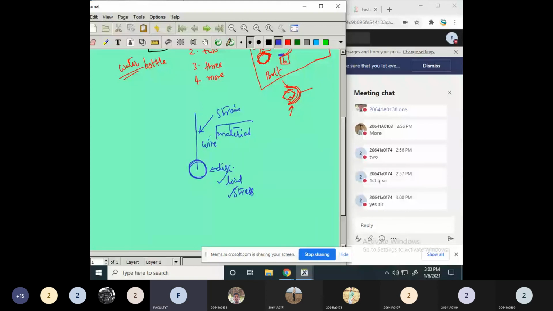So the material we are going to consider in the form of wire in this particular concept. Whatever the material, either it is steel, copper, or aluminium, the material will be taken in the form of wire, and the load is due to the disk. So load is nothing but the disk here, and this load is nothing but the stress. So you are having the stress by means of the disk here, and the strain is going to be experienced by the wire.